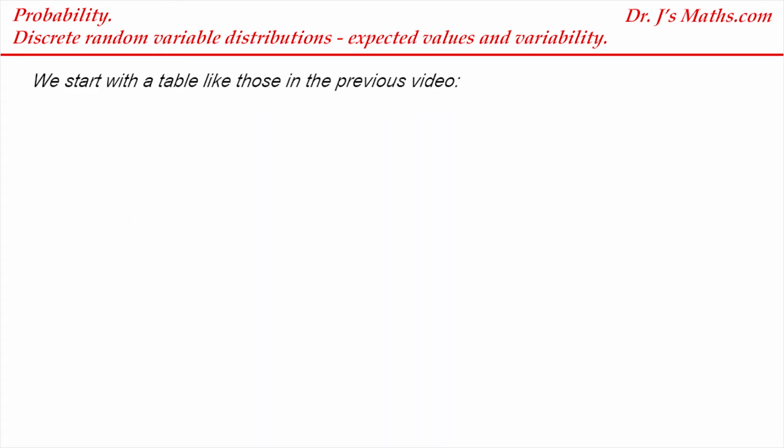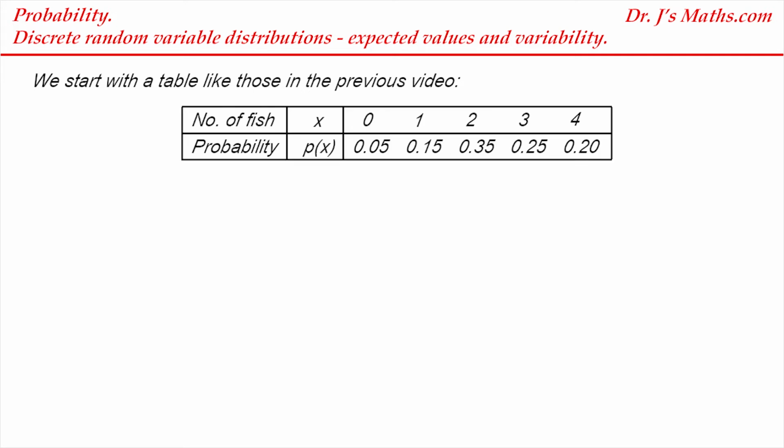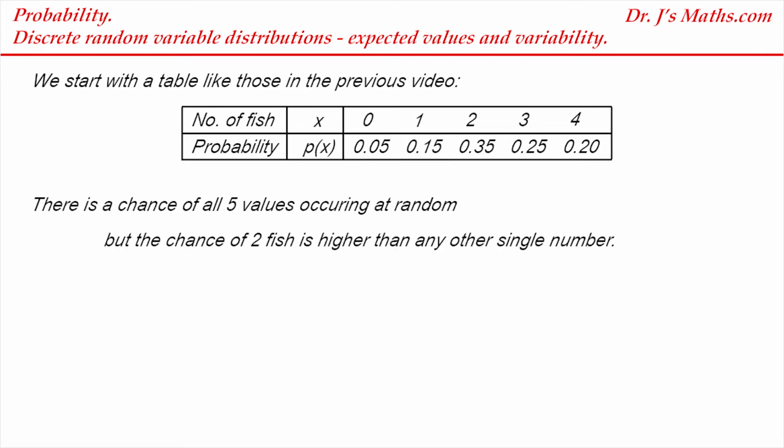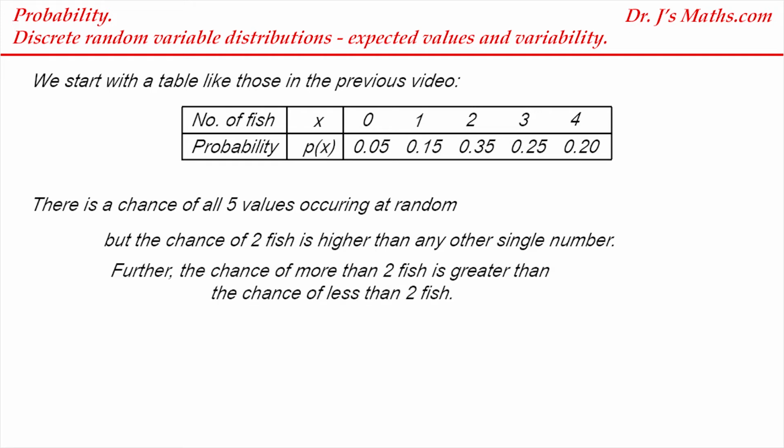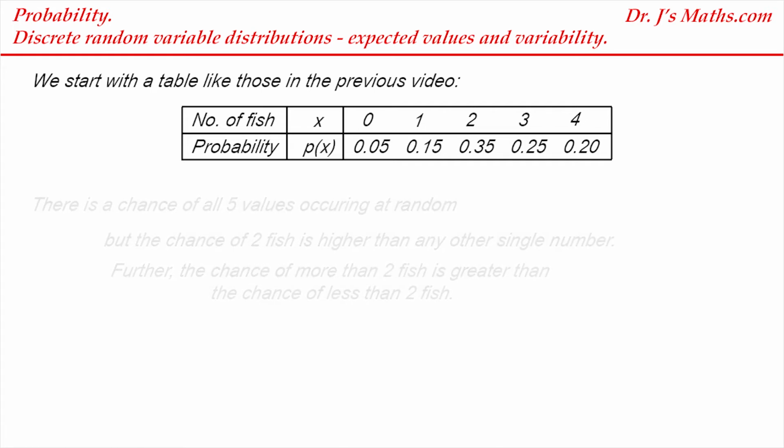We start with a table like those in the previous video. In this table, I'm counting the number of fish which pass a particular part of a stream every 30 seconds, and I'm showing the probability of that occurring. Notice that there is a chance of all 5 values occurring at random, and the sum of the probabilities is equal to 1. But the chance of 2 fish passing is higher than any other single number. Further, the chance of more than 2 fish passing the point is greater than the chance of less than 2 fish passing the point. So there must be some environmental goodness going on there.